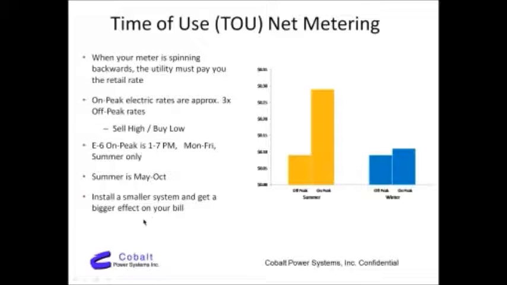For instance, let's say you wanted a zero bill, which is 100% reduction of your bill in terms of dollars. You can put in typically around a PV system that generates about 70% of your kilowatt hours on an annual basis and have 100% reduction of your bill. And that's because of this magnification effect, sell high, buy low.